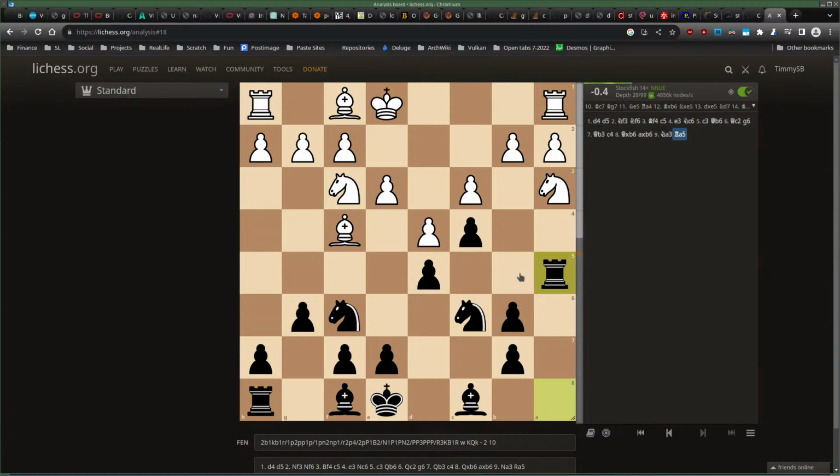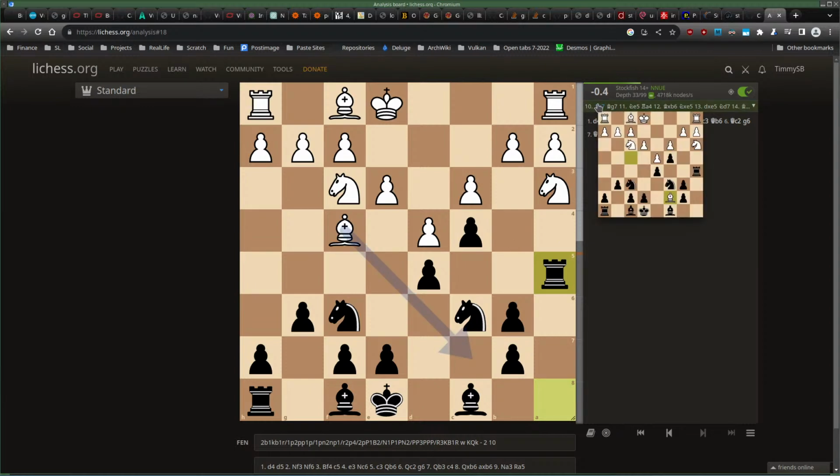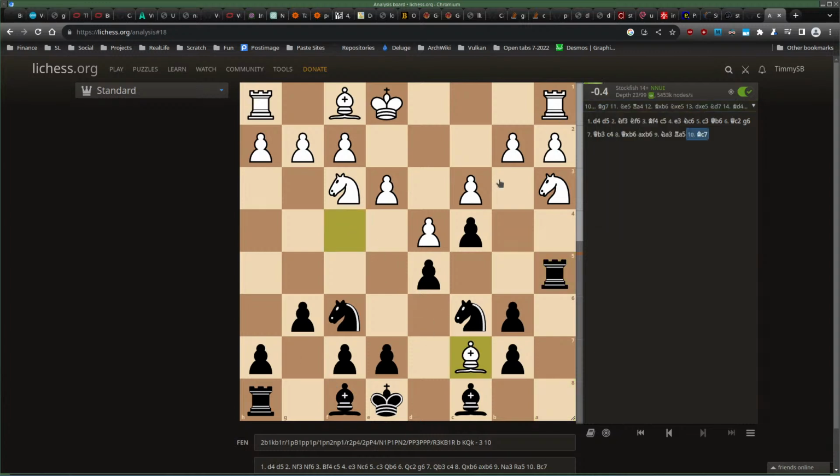Although, yeah, the bishop was already on this square, so that would be very nasty. Really have to keep it away. If now he does something weird like that, I take the knight, I guess. Let's do a sensible move. Bishop c7. Okay, that makes sense. That makes a lot of sense.